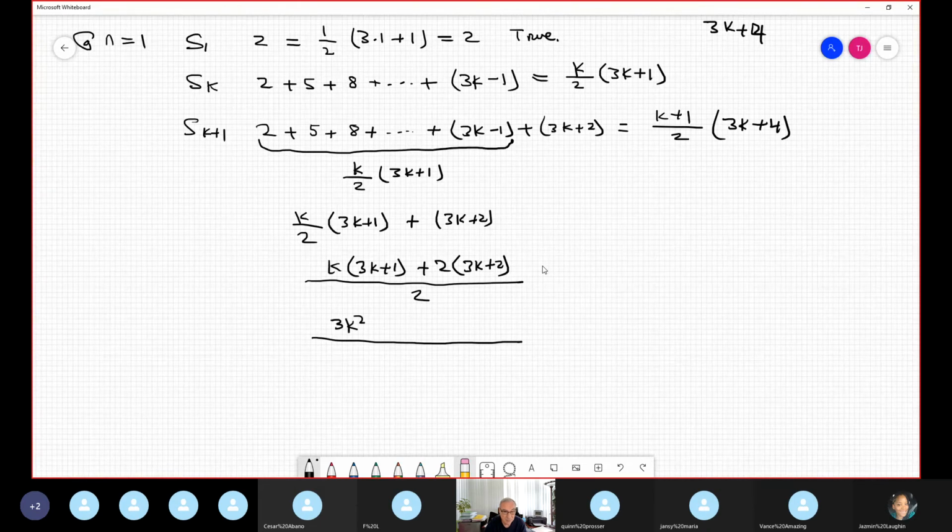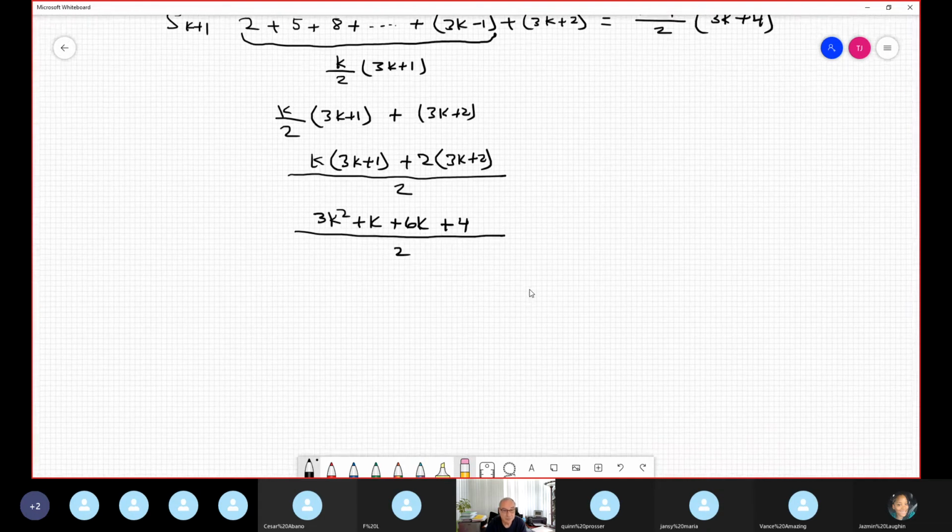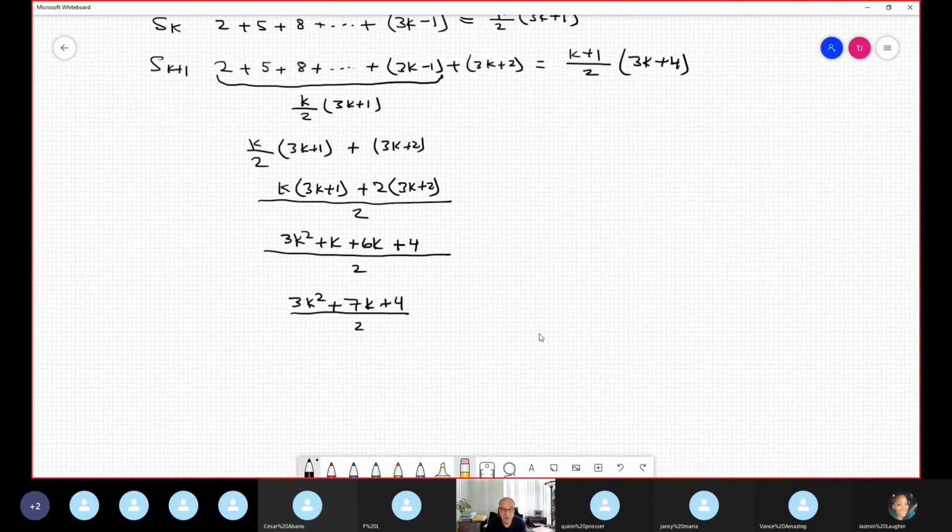Distribute the property and combine like terms: 3k squared plus k plus 6k plus 4, over 2. Now 3k squared plus 7k plus 4, divided by 2. And stop here. In this moment, there are several ways to prove this. For example, the students that are fond of factorization can factor this trinomial. But in my opinion, multiplication is easier than factorization.